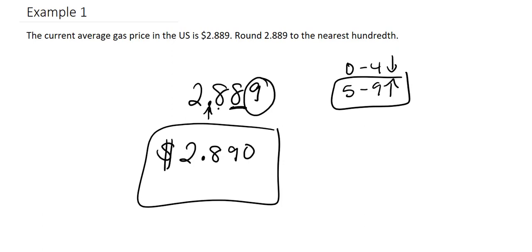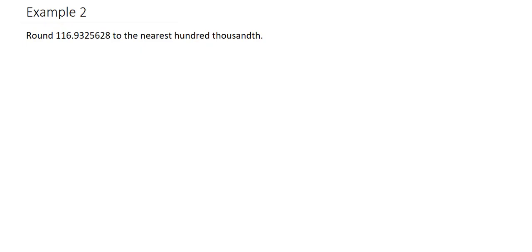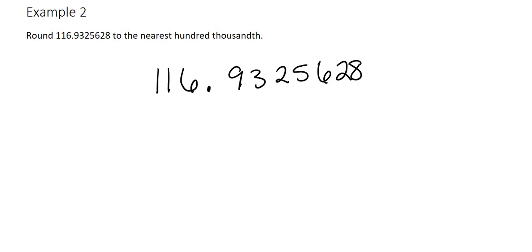Now let's look at the last example. Example 2. Round this very large number to the nearest 100,000. So let's go ahead and rewrite this to our decimal. So we have our tenths, right? We're going to go to the right of the decimal. We have our tenths, hundredths, thousands, 10,000s, 100,000s. So that 6 is our 100,000s place value.